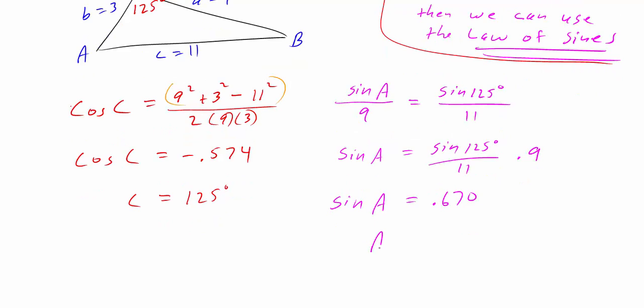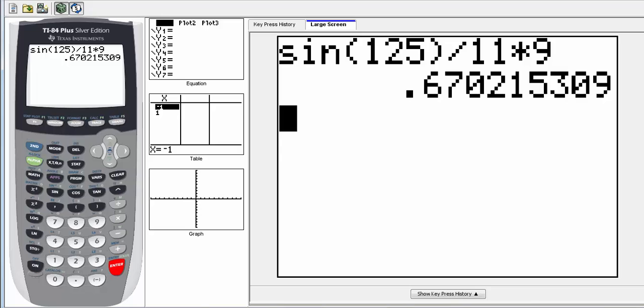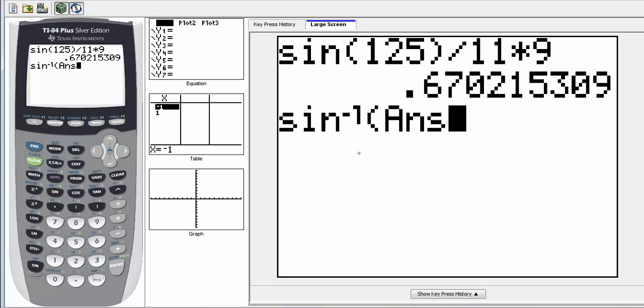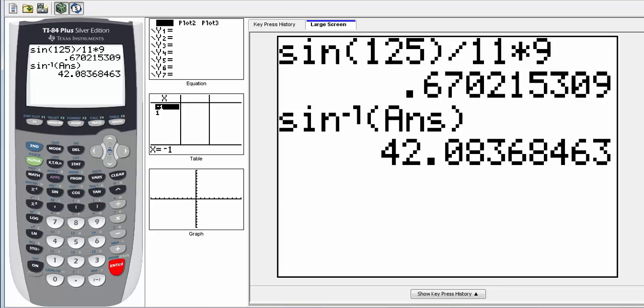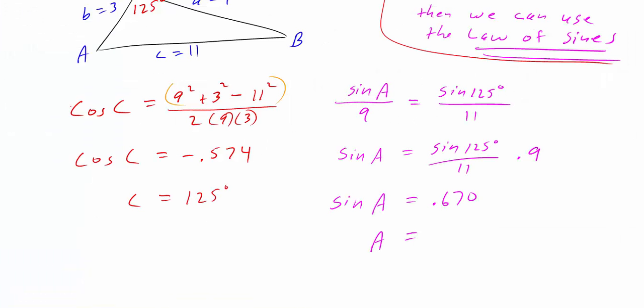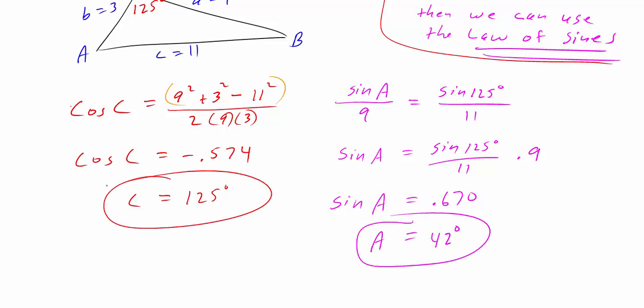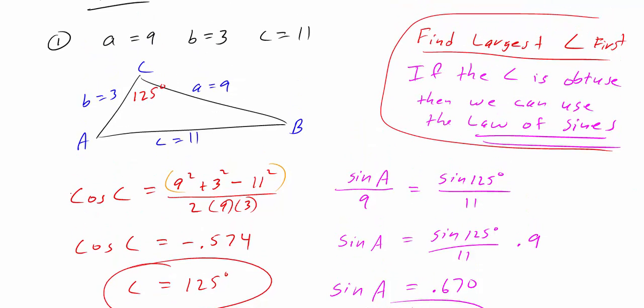So if we want to find angle A, we need to find the inverse. I'm going to do like I did before: second sine, and second negative key at the bottom, which brings down the entire decimal, the last answer. When we hit enter, we get an angle of 42 degrees. So that tells us that angle A is 42 degrees, and we know that this is 125 degrees.